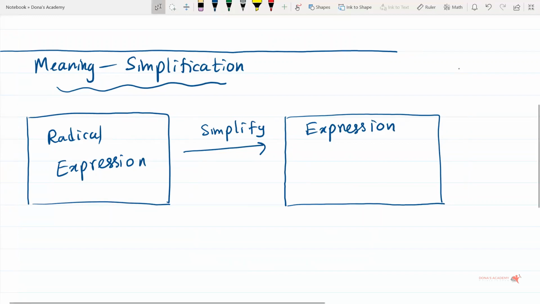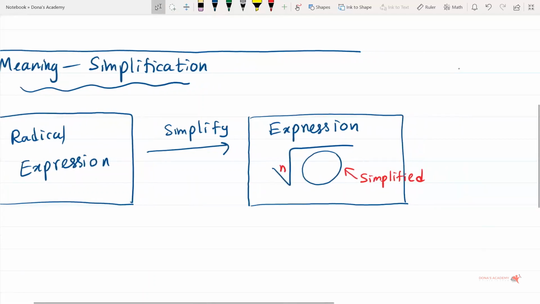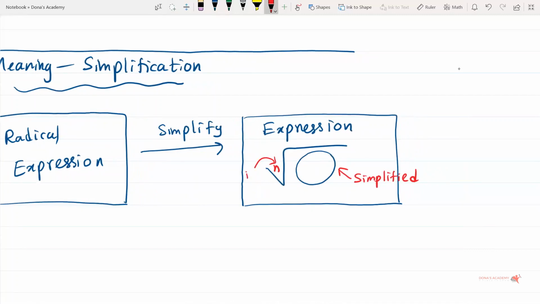In those radical expressions, first of all, the radicand, the inside thing, should be simplified. It is an expression with exponents. Now you know how to simplify those, so it should be simplified first of all. After simplification of this radical, the index n should be bigger than all the exponents of the factors of the radicand, okay?